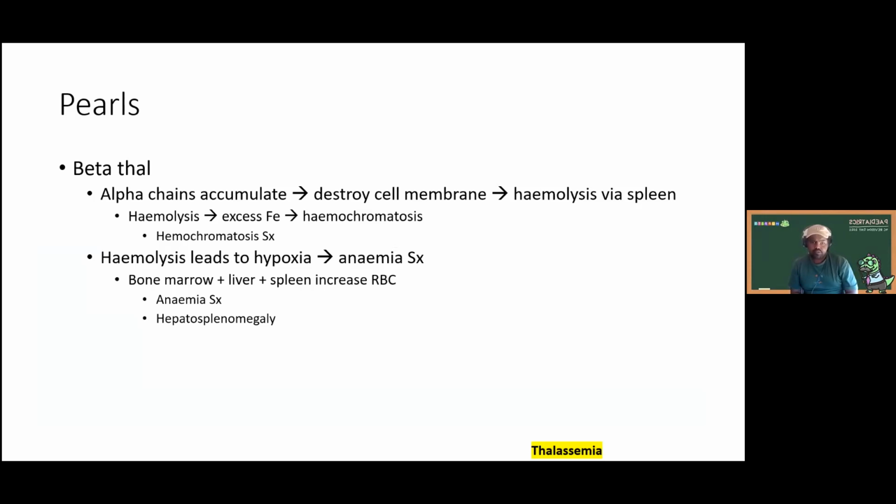So in terms of the pearls for beta thal, you've got these alpha chains accumulating and they destroy the red cell membrane, and that's why you see hemolysis through the spleen. With hemolysis comes excess iron, which then leads to hemochromatosis. So these children can present with hemochromatosis-like symptoms. The hemolysis then leads to hypoxia, and that's when we get the anemia symptoms. Then the bone marrow, the liver, and the spleen try to increase the red blood cells, and that's why we get the anemia and the hepatosplenomegaly.